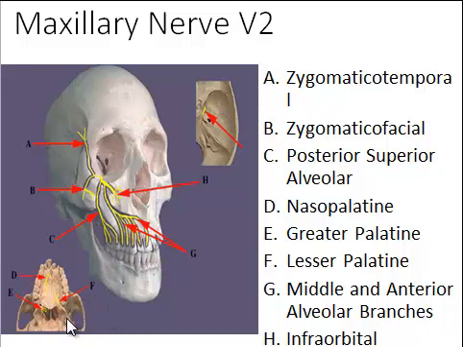The lesser palatine, we try to avoid that area so the back of the throat doesn't get numb. The middle superior and the anterior superior alveolar branches are here, and they have branched off from the infraorbital, which comes out right here. So the MSA, middle superior alveolar, and the ASA, anterior superior alveolar, are branches of our IO, or infraorbital nerve.